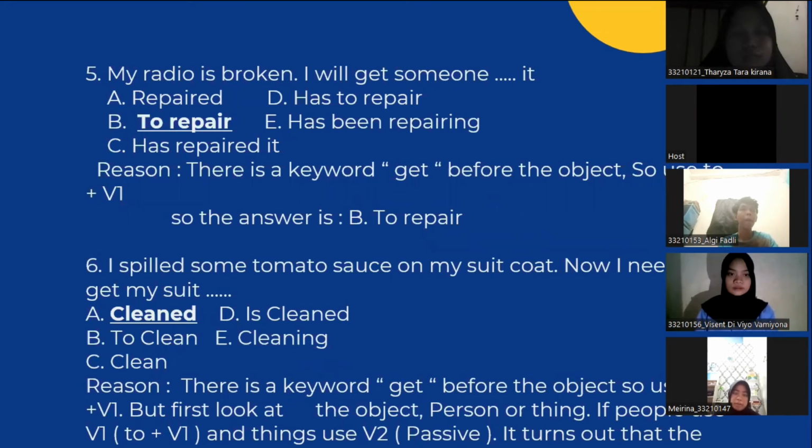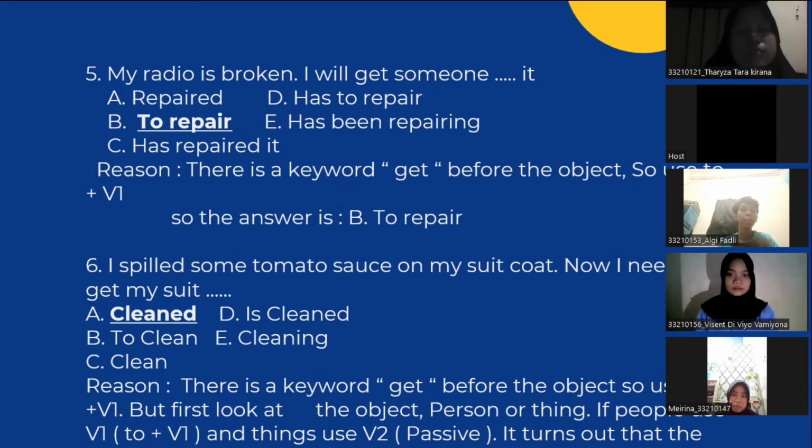Number 5, my radio is broken. I will get someone blah blah blah it. Answer is B. To repair. Reason, there is keyword get before the object, so use to plus verb 1.